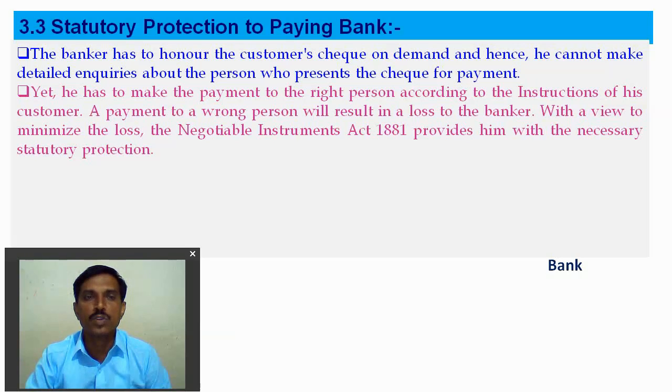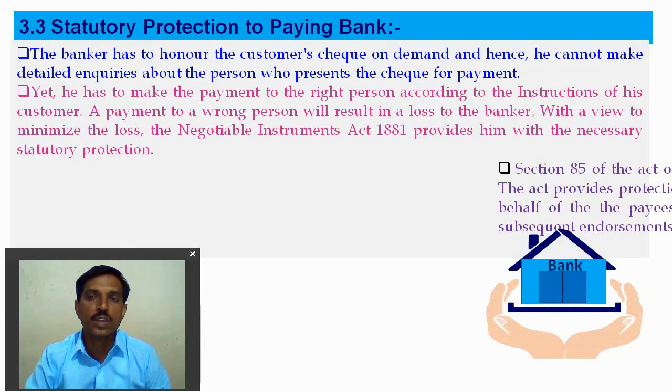Payment to the wrong person will result in loss to the banker because of the customer's claim for compensation. In view of minimizing the loss of bankers, the Negotiable Instruments Act 1881 provides some necessary statutory protection to the paying banker.